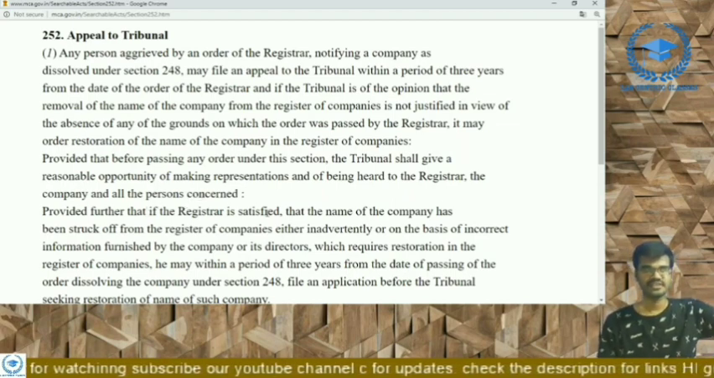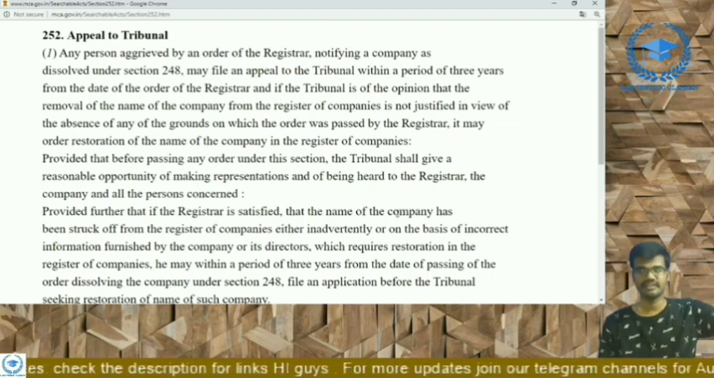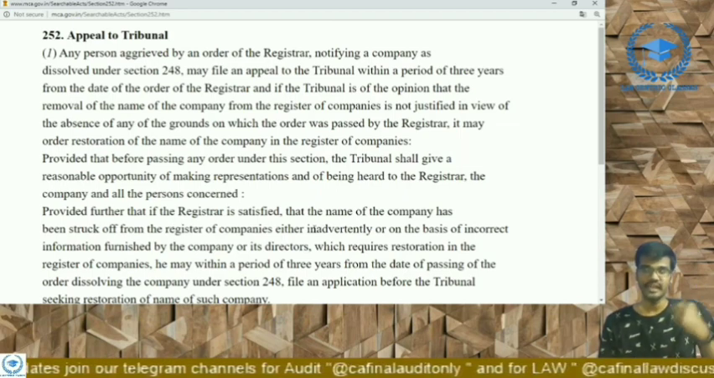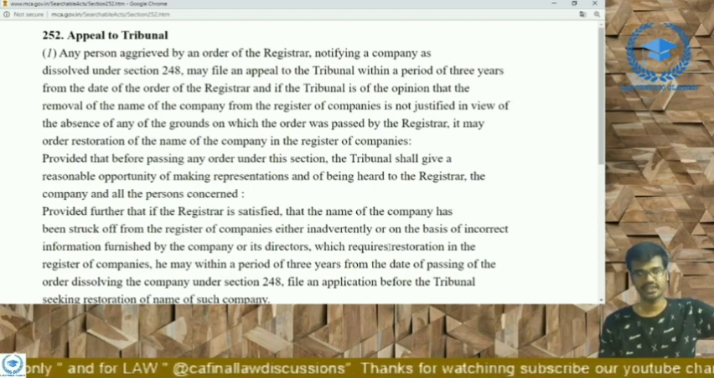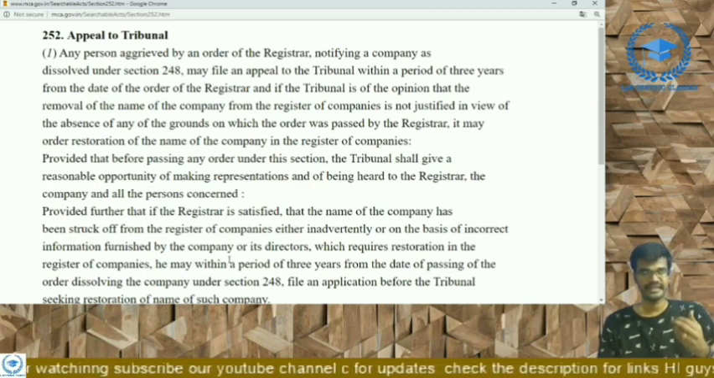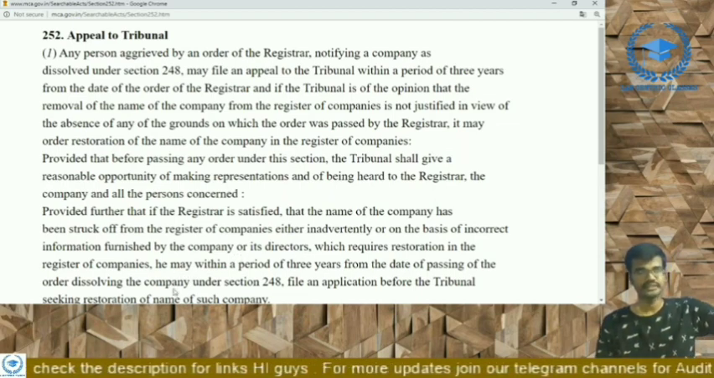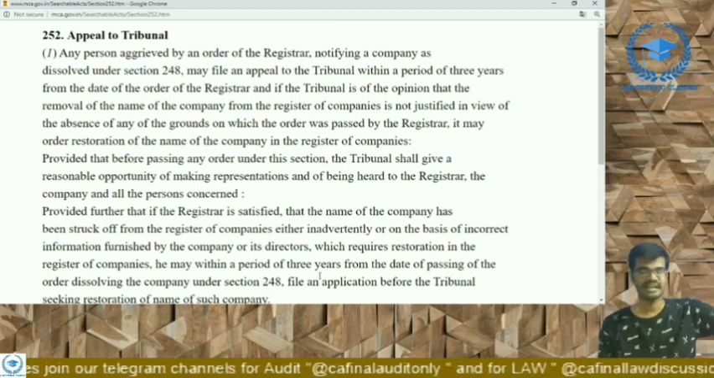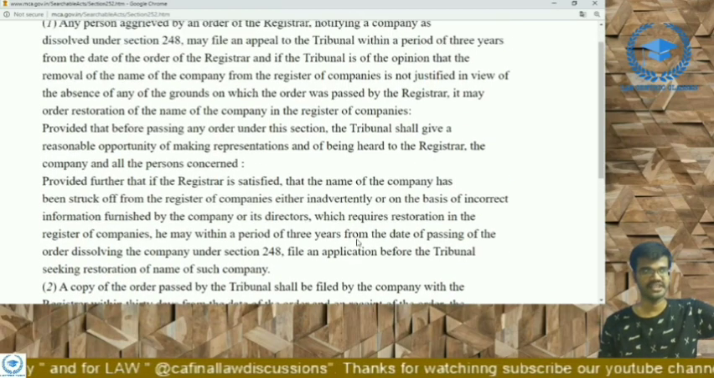Provided further that if the registrar is satisfied that the name of the company, that is the second point, application by registrar, right? We'll see. Of the company has been struck off from the Register of Companies either inadvertently, there are 2 cases, inadvertently or on the basis of incorrect information furnished by the company or its directors, which requires a restoration in the name of the company within a period of 3 years. Here it is application by the registrar to the tribunal within 3 years from the date of passing dissolving the company under section 248. File an application. The word here is application. The first point is appeal, second one is application by the registrar 3 years, appeal also 3 years before the tribunal for seeking restoration of the name of the company.